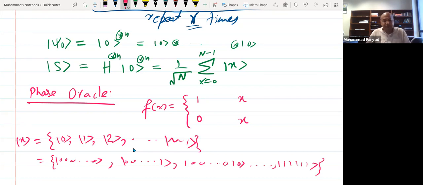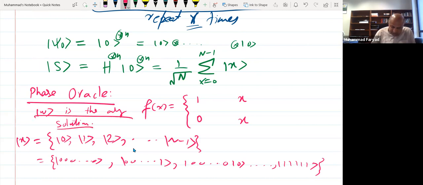And suppose for this algorithm that W is the only solution in this set. Like this set contains some element, let me call it W, somewhere over there, which is a solution. So it means that when x is equal to W, this f of x is 1, and when x is not equal to W, f of x is 0.